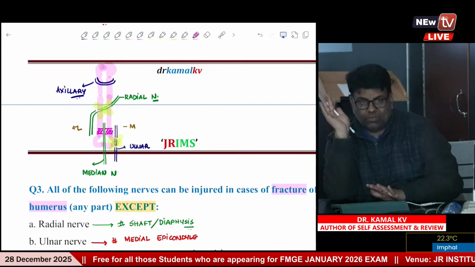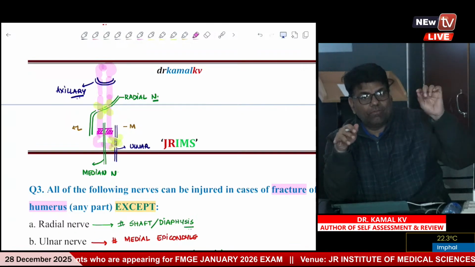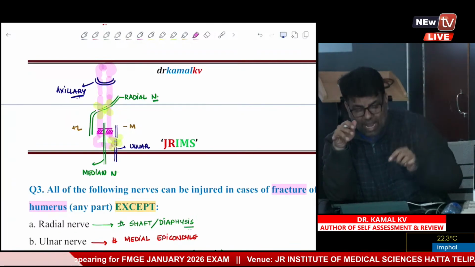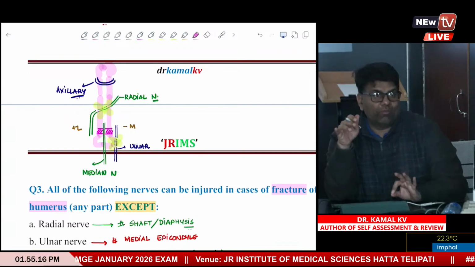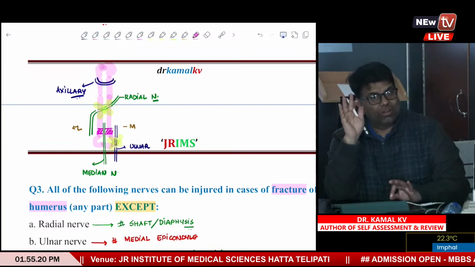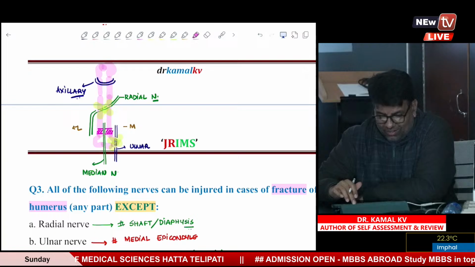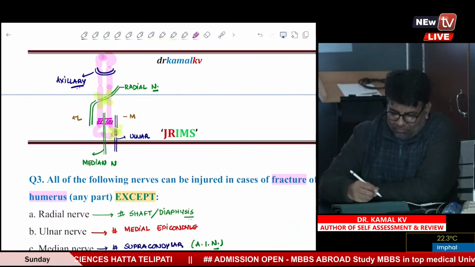So always and always, whenever you see a case, it is your duty to check for any nerve or vessel injury and document it at the time of admission only. Then you will be safe. Otherwise there will be a consumer case and then 4 or 5 lakhs. It's very difficult to defend. So that's why it's very important.